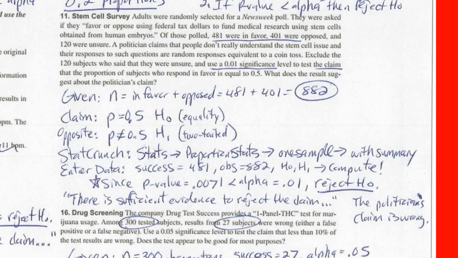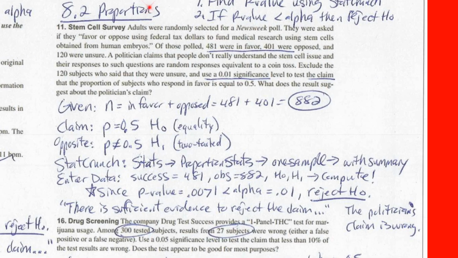It's a two-tailed test. In StatCrunch, you basically go to Stats, Proportion Stats, okay, because this is 8.2, it's talking about proportions, and you have a portion of the total, that's a proportion, okay? So Proportion Stats, One Sample, With Summary. Why with summary? Because we have the information we need. We have the in favor, we have the total, and that's all. That's basically what we need here.